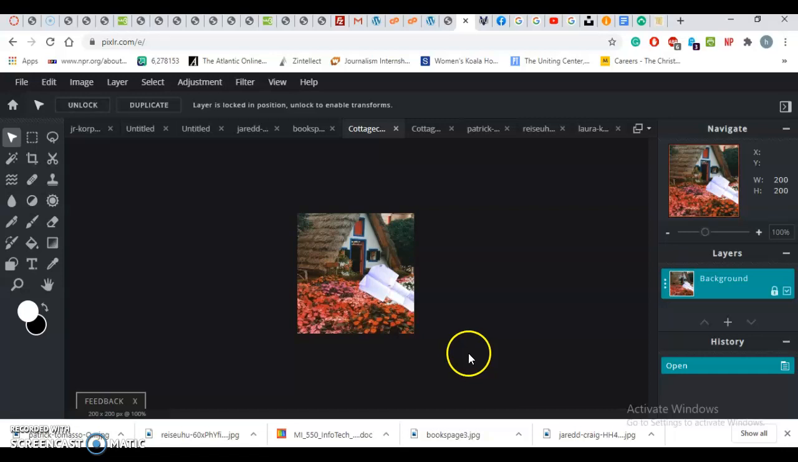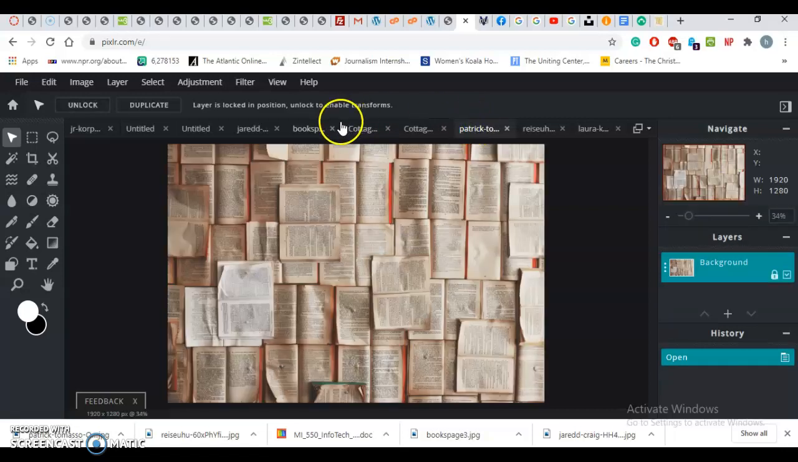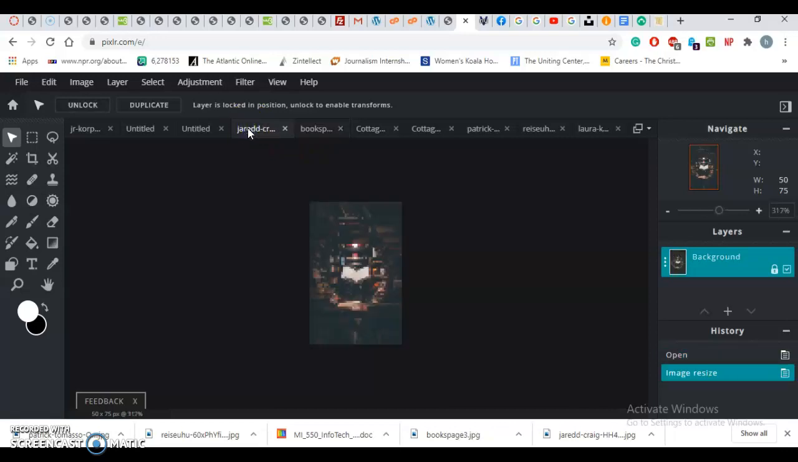All right, so there's more images that I used, but I think that you guys get the main idea.